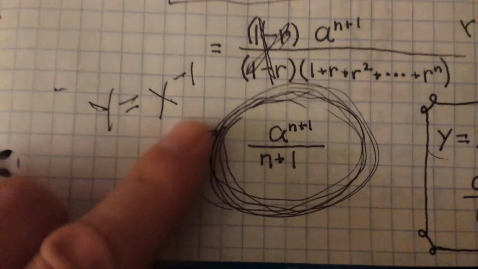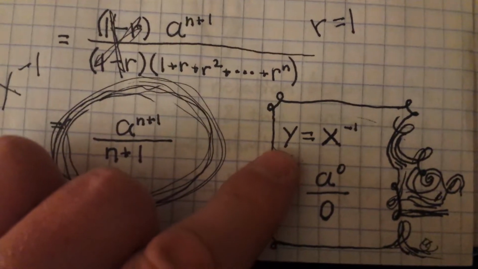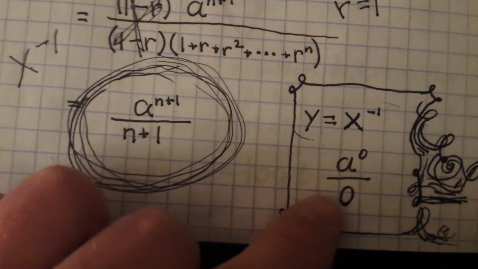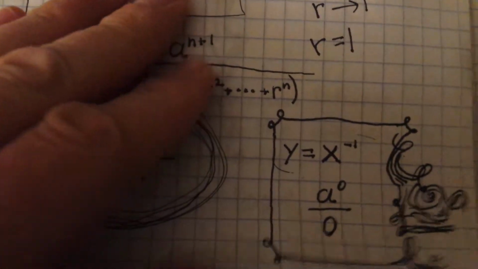One problem though: if he tries to apply it to y equals x to the negative 1, he would then get this expression where the 0 is the denominator, and that's a problem.